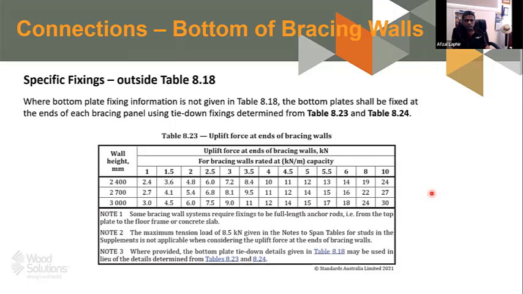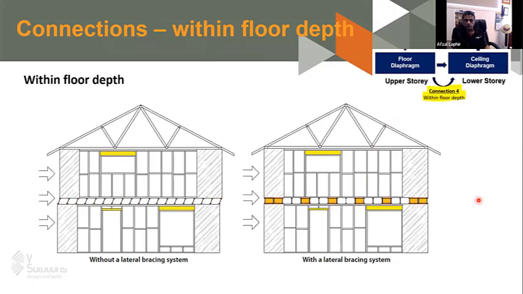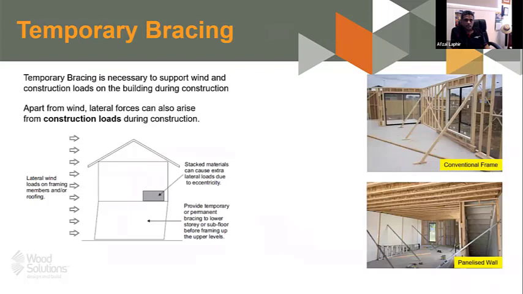The other thing, as I mentioned at the start, is fixing within the floor depth. There have to be sufficient fixings there. I think most floor system suppliers provide these kinds of specifications, and they're based on some standard rules without really having knowledge of the bracing requirement. But these rules tend to work reasonably well for bracing units up to 3 kilonewton per meter. The last topic I just want to mention is temporary bracing. Clause 8.2 requires temporary bracing to be installed to provide stability to the house so that it can resist wind and construction loads during construction.